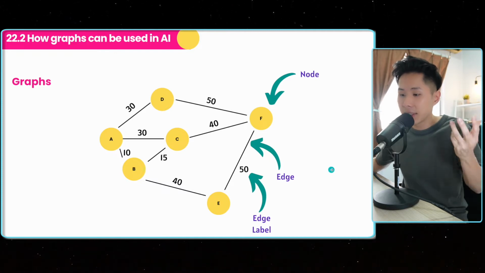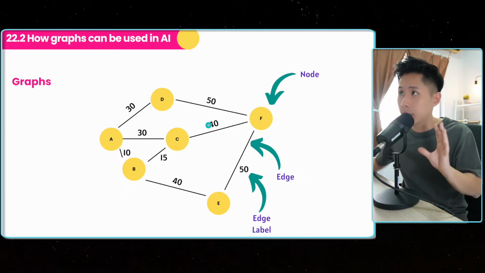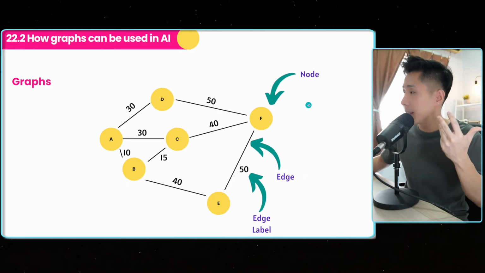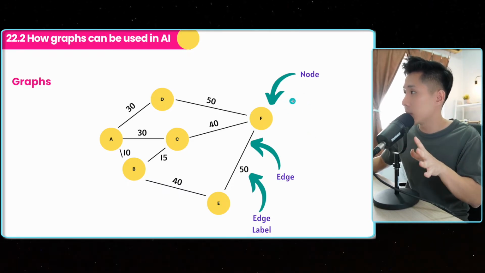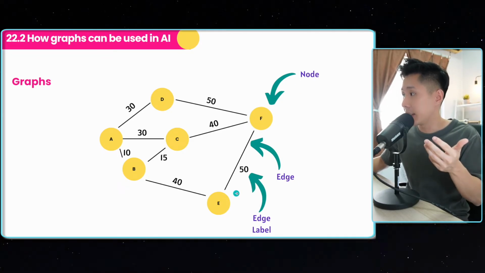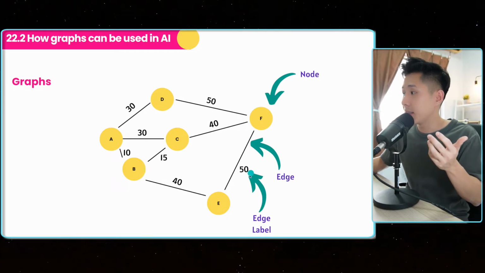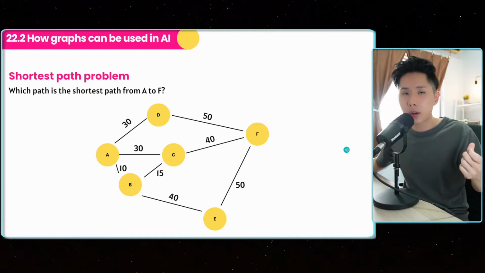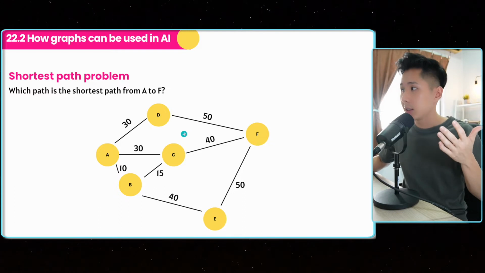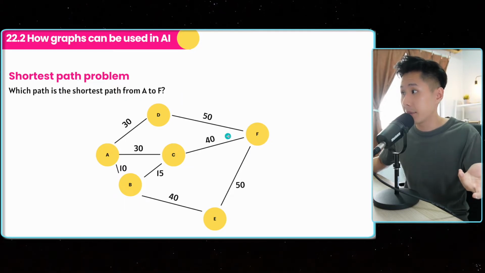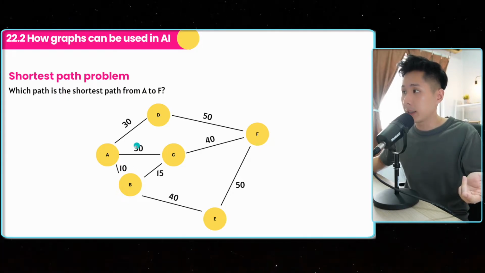To study it theoretically, we need to understand how a graph like this can be used in AI. Before that, let us first learn a few terms for a graph. This circle here is what we call a node, and the straight lines represent edges, and the numbers above each edge are what we call an edge label. A very simple problem to solve in artificial intelligence is, from this diagram, which path is the shortest path from A to F? And we have shortest in terms of the least weight here.